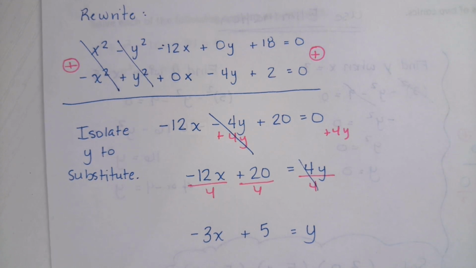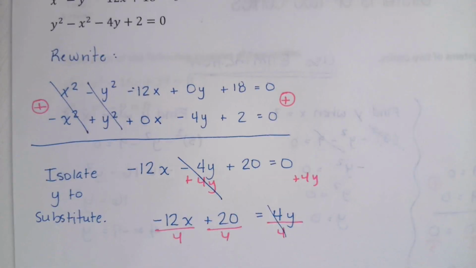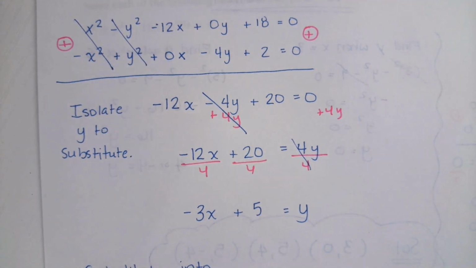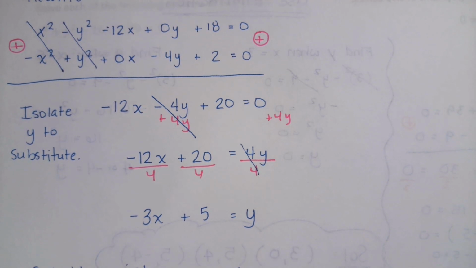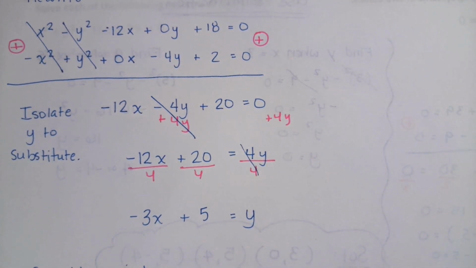Again, Rishveda suggested the top one because it only has one y, so you only have to substitute in one place. You could do the second one, I promise you'll get the same answer. Alright, so we'll have x squared minus, and then in place of that y, we'll put negative 3x plus 5.